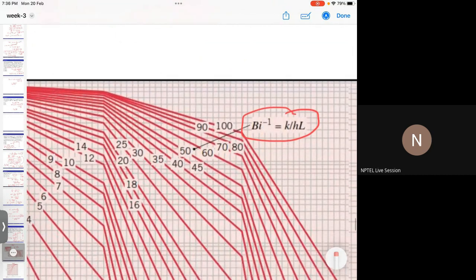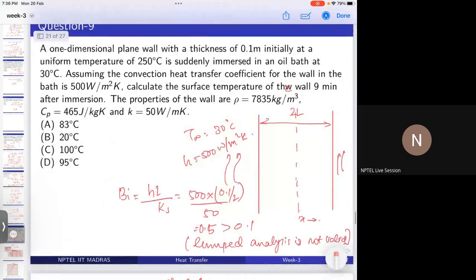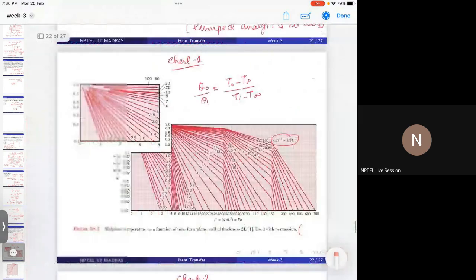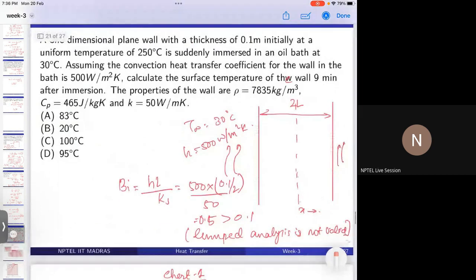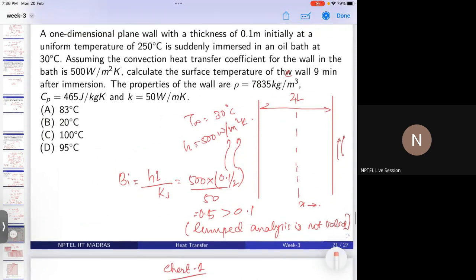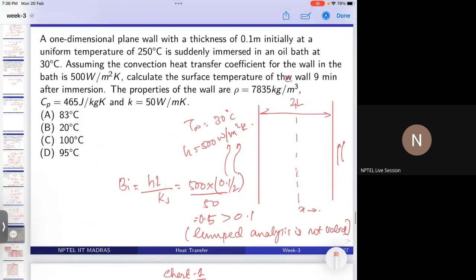So here you see, this chart is defined for a plane wall of thickness 2L, which means our thickness 2L is 0.1. And they have defined the Biot number as hL by k. So their characteristic length is half of the plane thickness. That's why I redefined the Biot number. So before using a chart, first we should check how they have defined the quantities. Accordingly, we have to reframe our question, not just write our given parameters in the question.